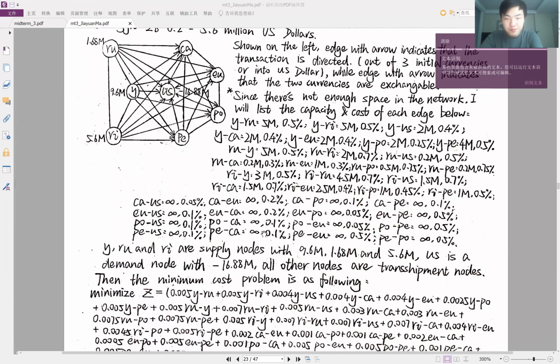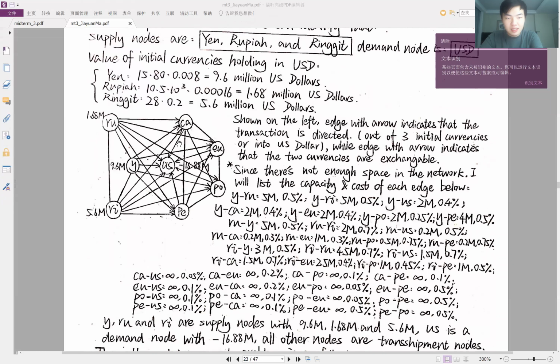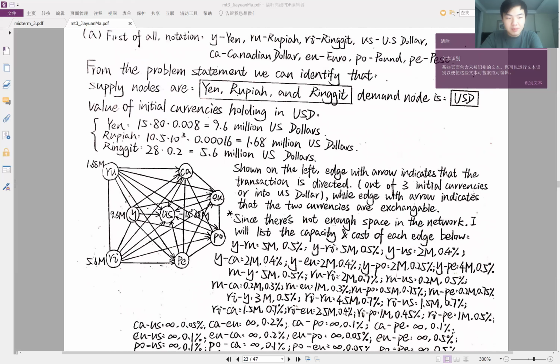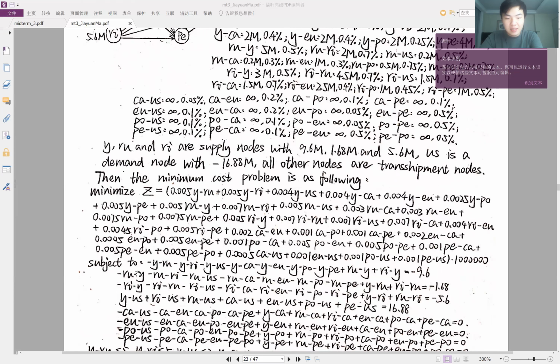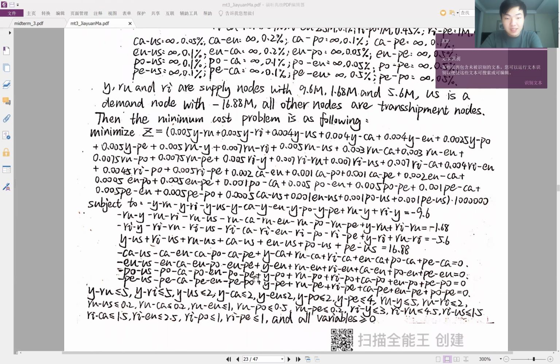And so the demand of the demand node is basically just the negative version of the three supply nodes' capacities added together. And down below is this big baby, the minimum cost flow problem that we formulated. This is the objective function here, times $1 million. This is like the transaction cost.